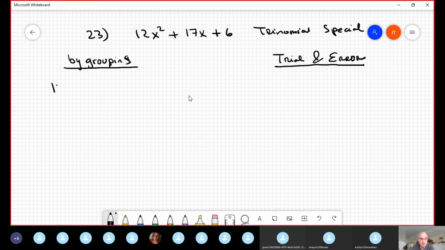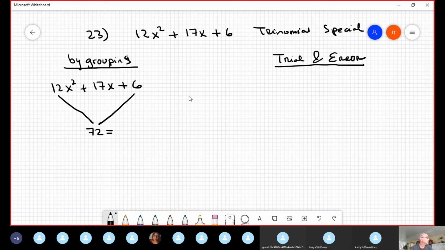Suppose 12x squared plus 17x plus 6. Immediately you multiply this number and this number. In a regular trinomial I wouldn't do that, because the coefficient is 1, so the multiplication is always 6. But in this case it's different. 12 times 6 is 72. So I try to investigate the factors of 72 to somehow give me 17.